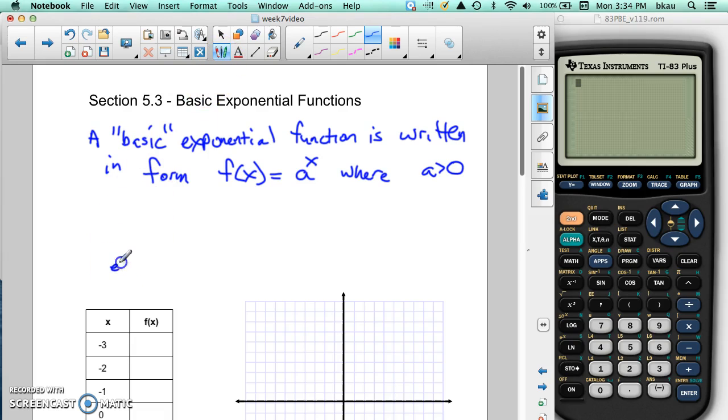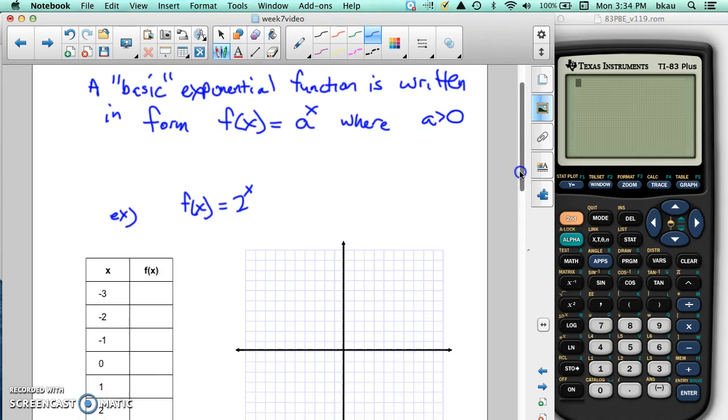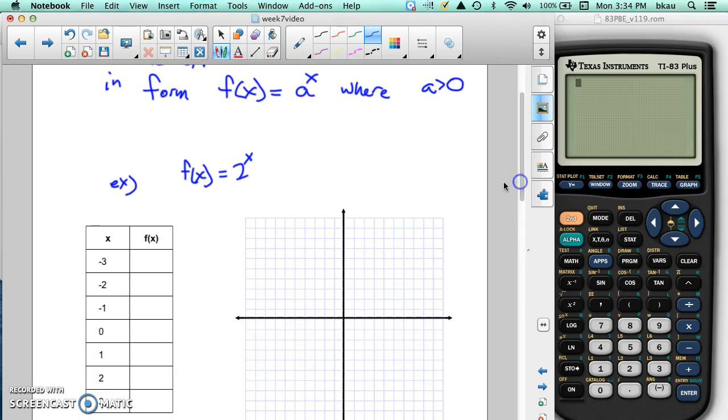I wrote down a problem where it doubled. So f of x equals 2 to the x. That's a doubling one. We're going to take a look at that one as our first example here. So let's do a chart of values here. So 2 to the x power. We're going to start off with some positive ones here and do what that is.